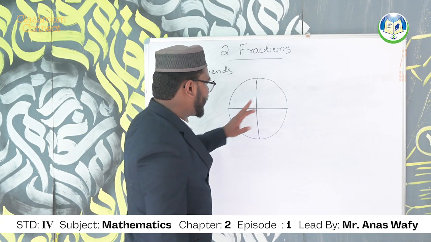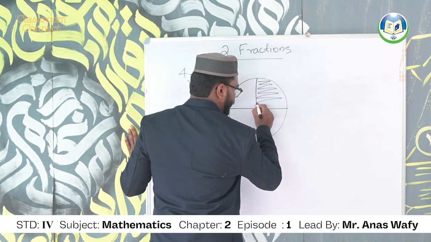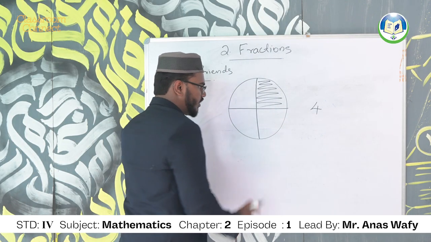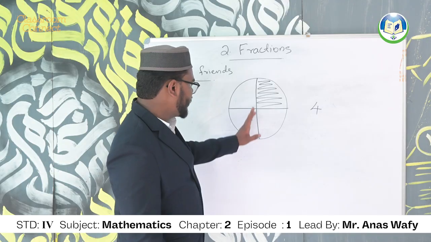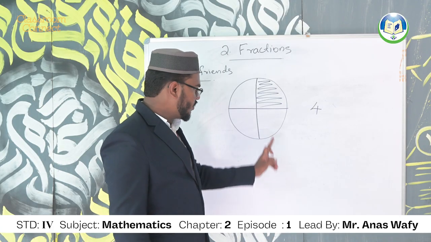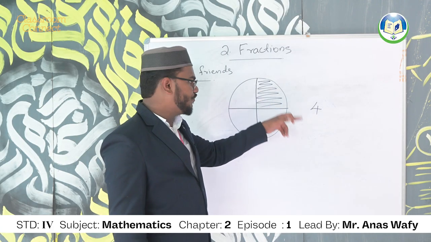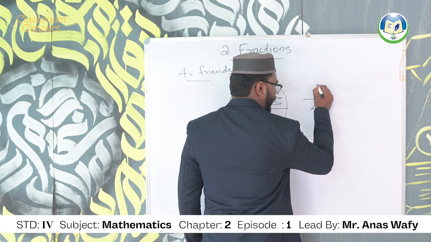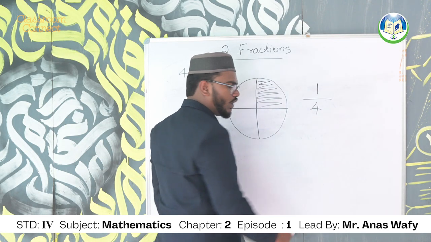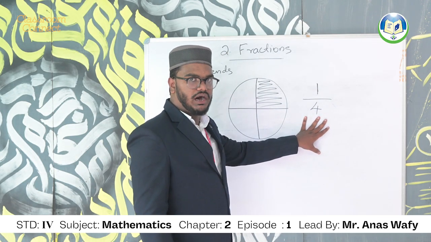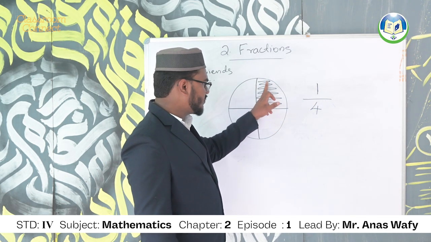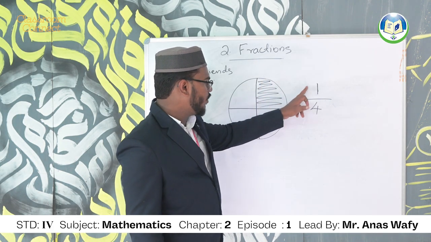So total there are four parts: 1, 2, 3, 4. And this is one part of four parts. That is written like this: 1 by 4. What does this mean? 1 by 4 means in four parts, one part. Here there are four parts, and the colored part, the shaded part, is represented by 1 by 4.